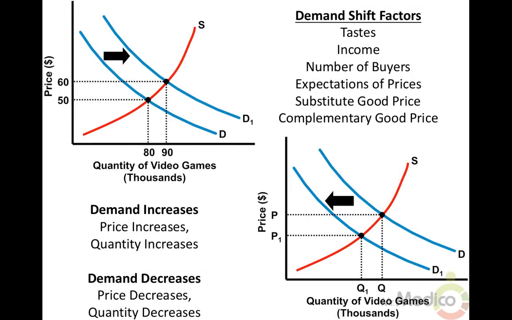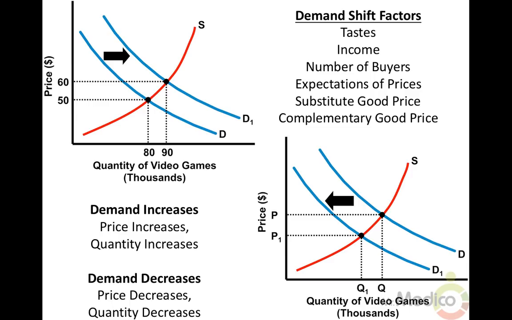Make sure you remember your shift factors. We used TIMER for demand. We used ROTTEN for supply. Whenever there's an increase in demand, equilibrium price rises, equilibrium quantity also increases. If there's a leftward shift of demand, equilibrium price comes down, equilibrium quantity would also come down.